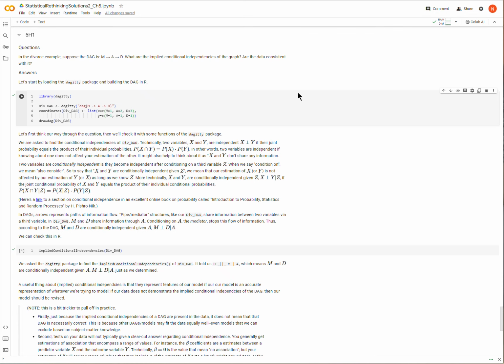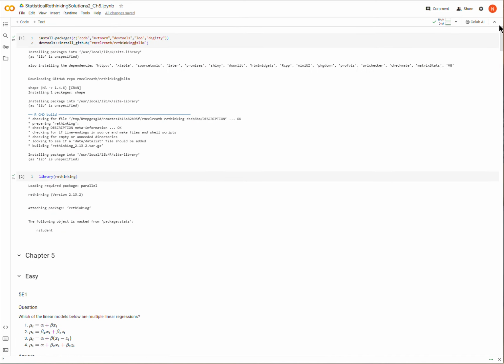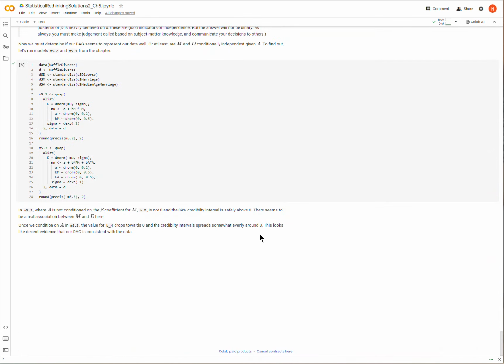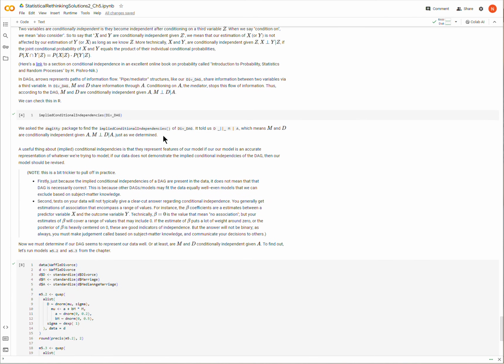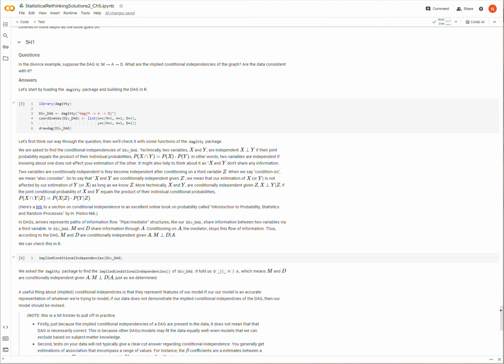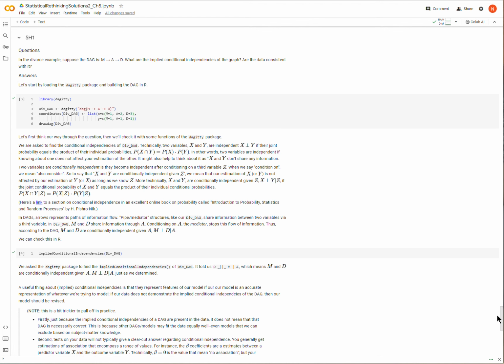Okay, so question 5H1 from the second edition of Statistical Rethinking. If you're going to run any of this code, make sure that you have installed and loaded the rethinking library, those first two code blocks up there in the Colab sheet. Okay, where are we at here? So now the content is starting to get into some things that I find fun and interesting.